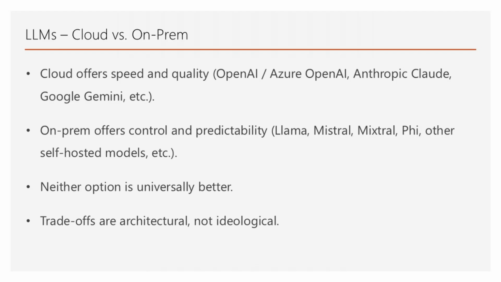Cloud models are usually the fastest way to start and tend to offer the best raw model quality, which is why many teams begin with providers like OpenAI, Azure OpenAI, Anthropic, or Google. On-prem models, such as Llama or Mistral-based variants, give you more control over data locality and cost predictability, but they come with operational overhead. The important point is that neither approach is inherently superior. This is an architectural trade-off based on data sensitivity, cost, latency, and operational maturity, not a belief system.